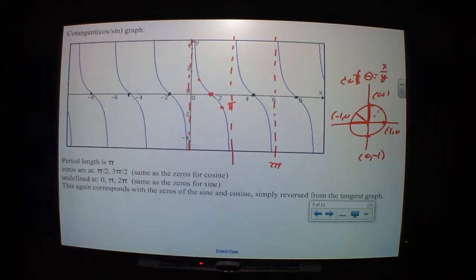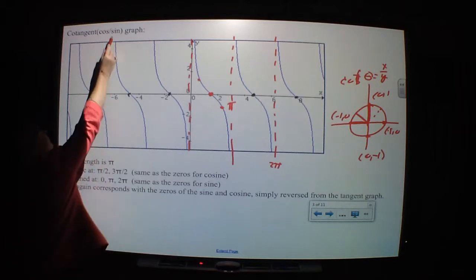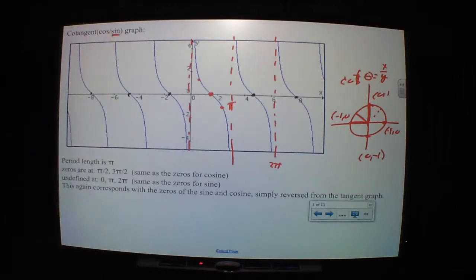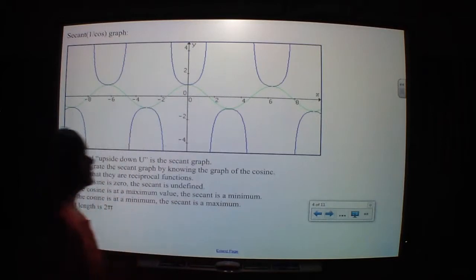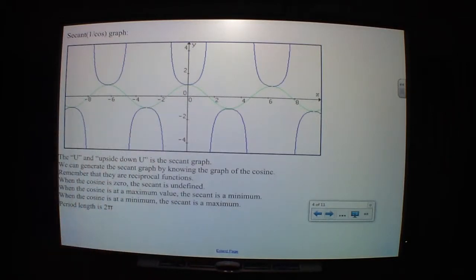So here the period length is also pi, just like the tangent. My zeros are at pi over 2 and 3 pi over 2. They're the same as the zeros for cosine. It's undefined where sine is 0, which would be 0, pi, 2 pi, negative 2 pi, and so forth. So there's the cotangent graph. And you can put it in your calculator, 1 over tangent, and you'll see that you get cotangent.